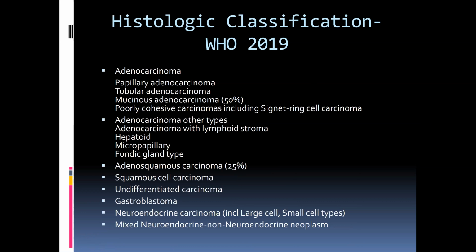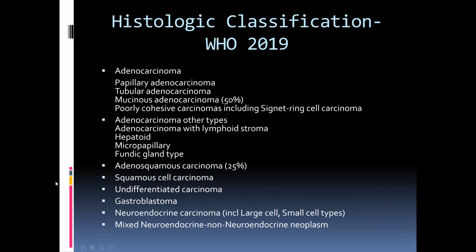In addition, there are a number of other types that have less frequent appearance: hepatoid, lymphoid stroma, sort of a lymphoepithelial type carcinoma, micropapillary, somewhat resembling luminal B type breast tumors and so forth. Fundic gland type, I'm not sure I've ever seen one of those. So they must be uncommon, or I must be slow to recognize. And then the rest of this list here is less frequently encountered.